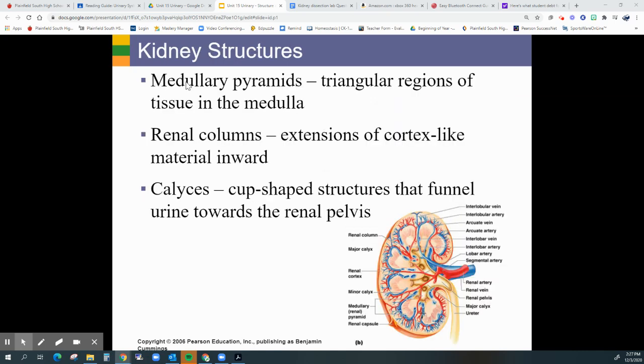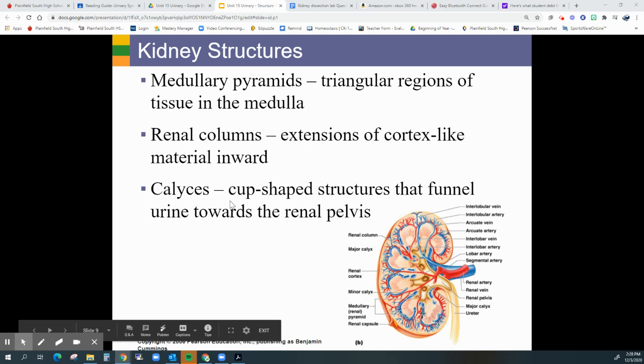Kidney structures. There are a few different pieces we need to talk about. The first one is the medullary pyramids. It's a little tough to see, but these things right here are in a pyramid shape, almost a triangle shape. Some of them are easier to see than others, but these are the medullary pyramids. It's a collection of a vein, an artery, and a filtration process. The renal columns are extensions that reach from the cortex inward. You can see these huge blood vessels that run along each side of the pyramids. Those are the columns.